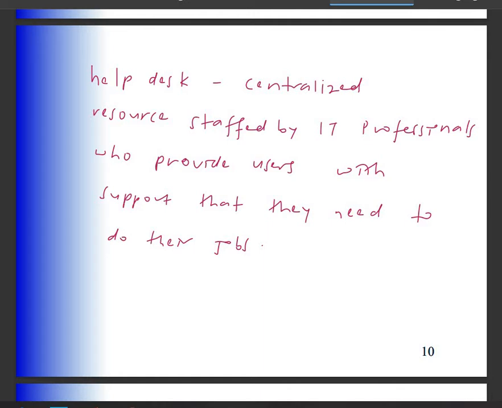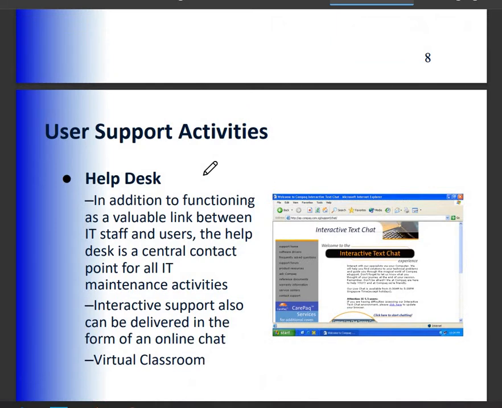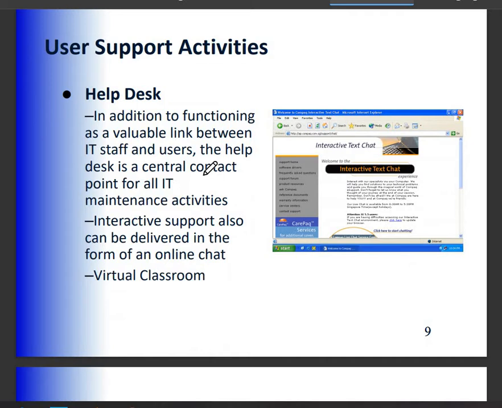Tetapi awak punya masalah tu mungkin boleh jadi about the firewalls, mungkin boleh jadi because of the encryption and decryption technique, kan? So that is why you need the IT professionals. Alright? And then the help desk boleh jadi juga sebagai interactive support, yang mana it can be delivered in the form of an online chat. Because kadang-kadang ada customer yang dia tak suka bercakap.